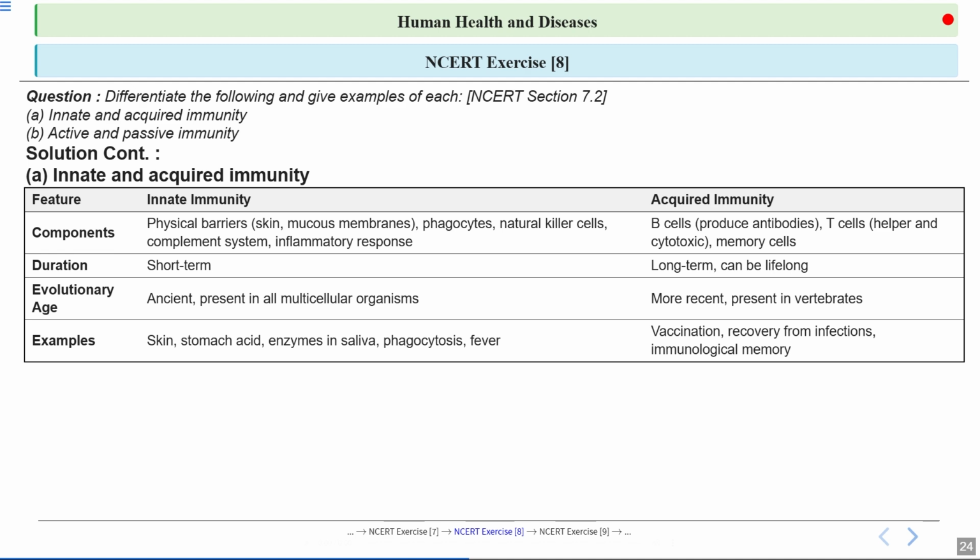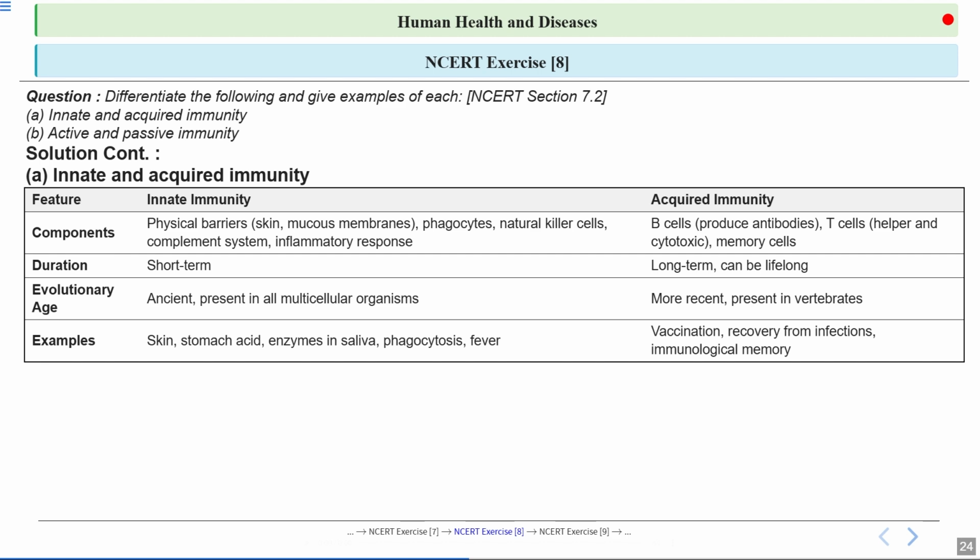Okay, this is clear. So here you can see innate immunity. What are the components of innate immunity? Skin, mucous membrane, phagocytes, natural killer cells, complement system, and inflammatory response. In the case of acquired immunity, what are the components? B cells, which produce antibodies, and T cells, both types of T cells, T helper cells and T cytotoxic cells, and memory cells as well.